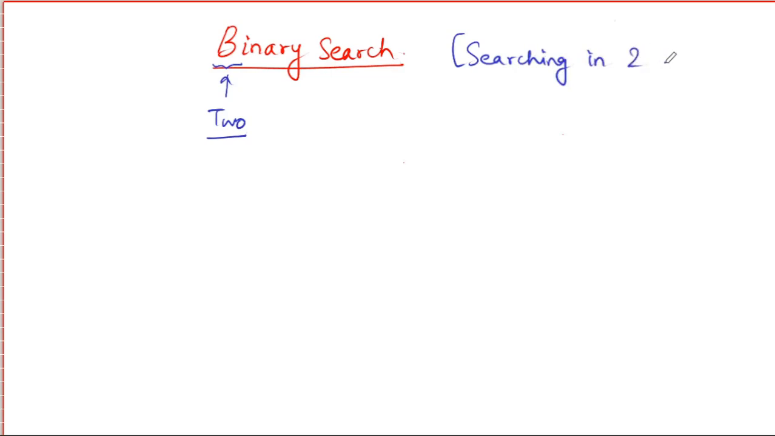Searching in two halves. If it was ternary search, then searching in three halves. So basically it can be an n-array search where n is greater than or equal to 2. Now since it is searching in two halves, let's look at how binary search actually works.